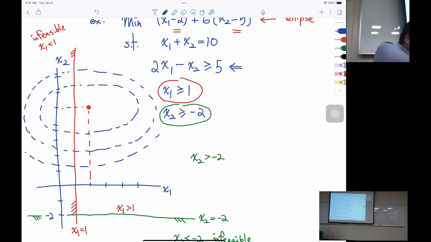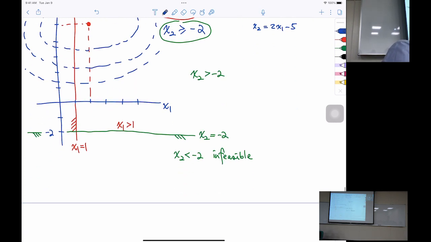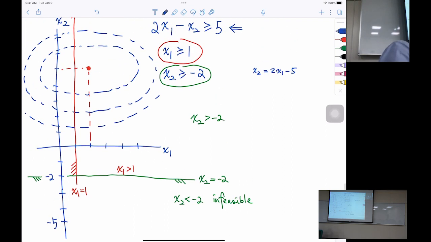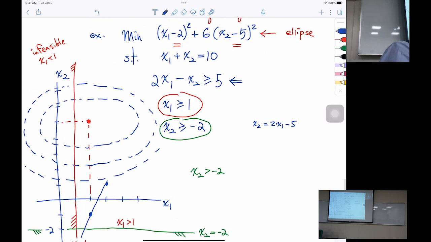So I need to plug in 2 points and then connect a straight line. But the way I like to do it is like this. -5. And the slope is 2. So it's right here and here. Okay. And it's smaller than. Right. Okay. So smaller than.